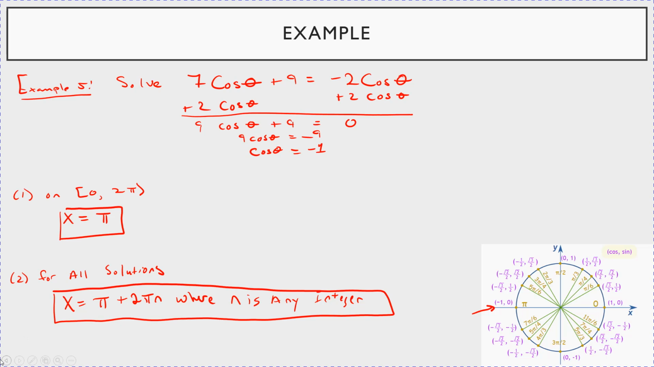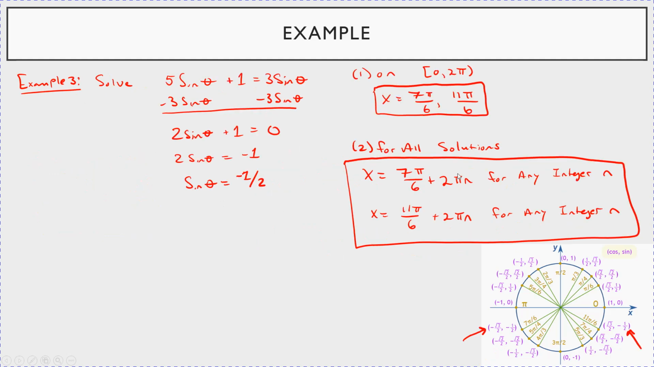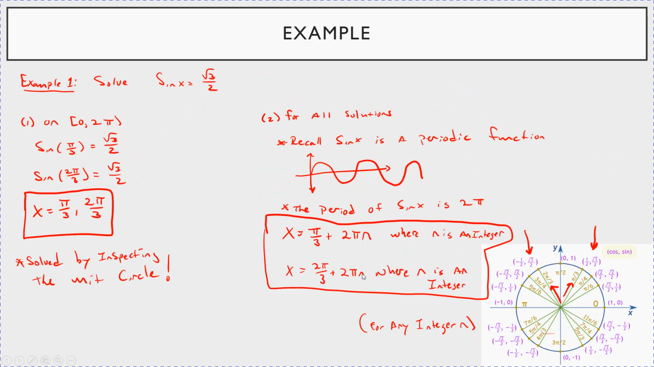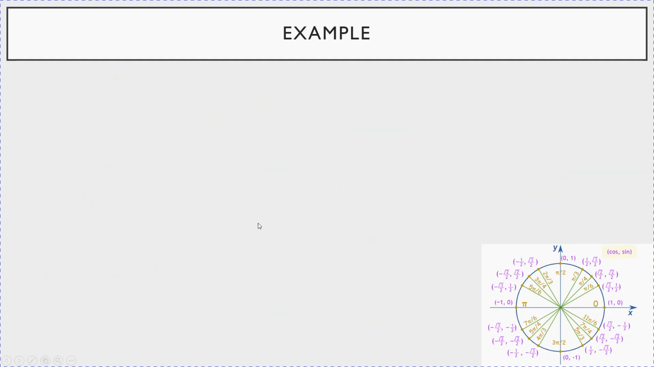All right, let's now talk about tangent, okay? Because we've done a lot of cosine and sine. So let's do 2 problems here with tangent, okay? So what we've seen here is with sine and cosine, the period is 2 pi, right? So for all these problems, 2 pi, 2 pi, 2 pi. All right, but now with tangent, okay?